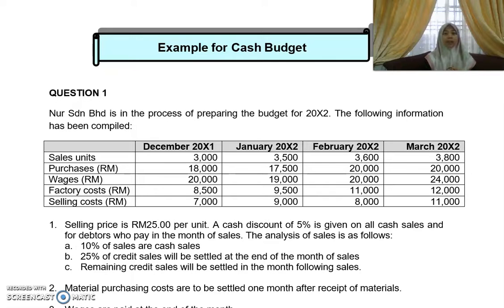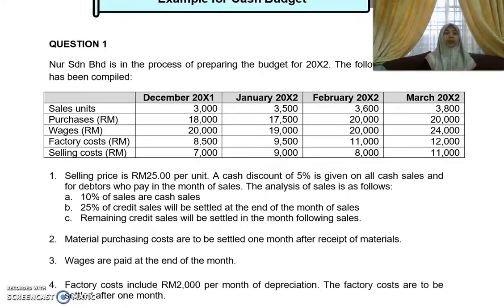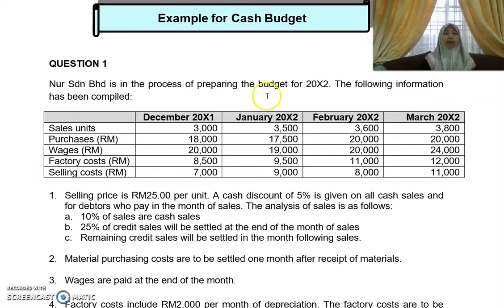Bismillahirrahmanirrahim. Now let's look at the example for cash budget. Nur Bhd is in the process of preparing the budget for 20x2. The following information has been compiled.